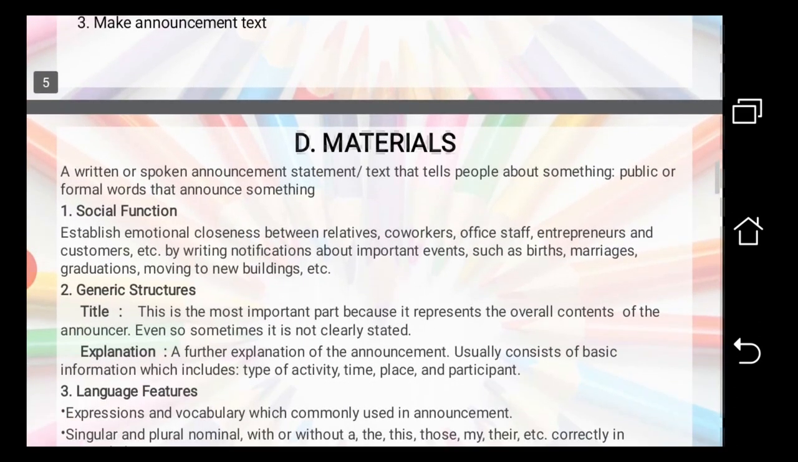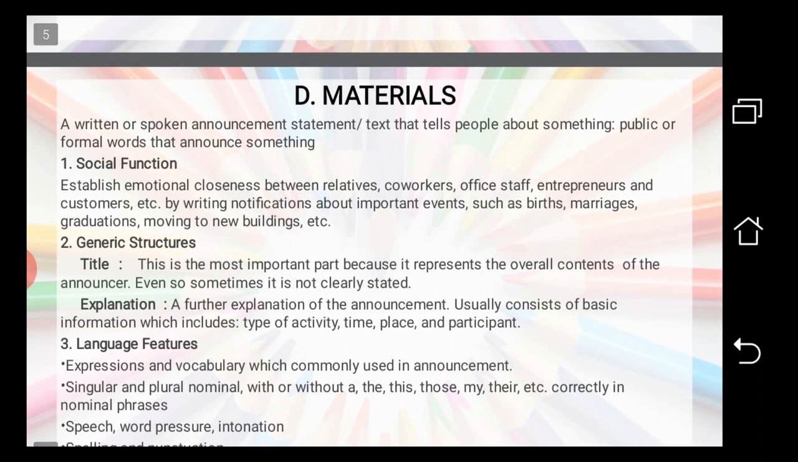And the material is written or spoken announcements, statements, or text that tells people about something, public or formal words that announce something. And it covers three aspects. There are social functions. The social function establishes emotional closeness between relatives, co-workers, office staff, entrepreneurs, and customers, etc. by writing notifications about important events such as birth, marriage, graduations, moving to new buildings, etc.